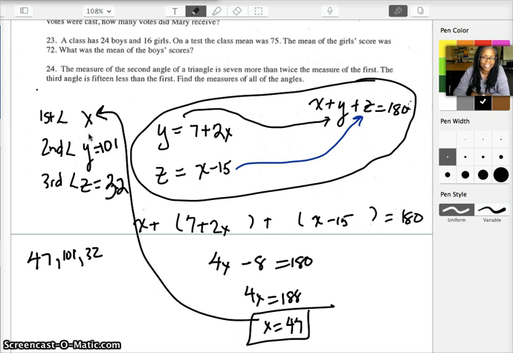So that's just one angle. If x is 47, I'm going to go back to these 2 values and substitute 47 in there to get y and z. So y is equal to 7 plus 2 times x. 2 times 47 gives me 94. 94 plus 7 gives me 101. You can tell me if I'm wrong, people. You know I get confused. And then 47 minus 15, if I subtract that, I think I end up with 32. And so all of these values should add up to 180. We should feel comfortable. Good luck.